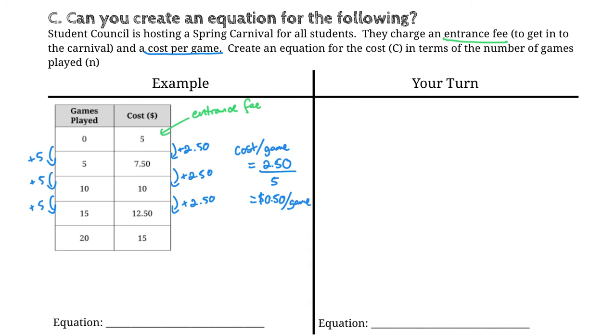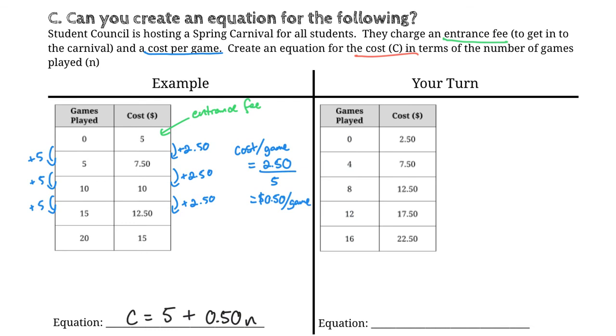So we are creating an equation that represents how much it costs to go to the carnival. Our equation is going to start off with C equals, and remember, we have an entrance fee plus the cost per game. So our entrance fee is when we have 0 games played, and that's $5, plus our cost per game, which is 50 cents times the number of games, N. So our equation is C equals 5 plus 0.50 N, or our cost is equal to our $5 entrance fee plus 50 cents per game.